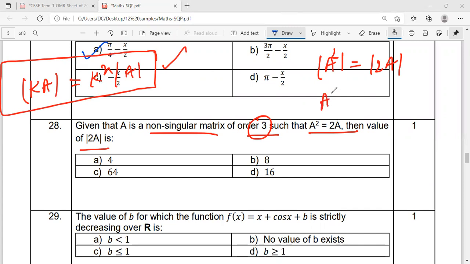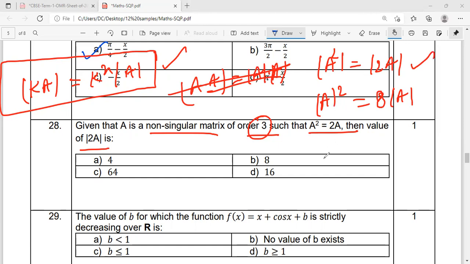So k is 2 here. So this comes out to be the determinant of 2A equal to 2 to power 3, which is 8, which is 8 determinant A. We also use that the determinant of A square means the determinant of A into A, which is equal to determinant A into determinant A, which is determinant A square, right? We use that here. So fine.